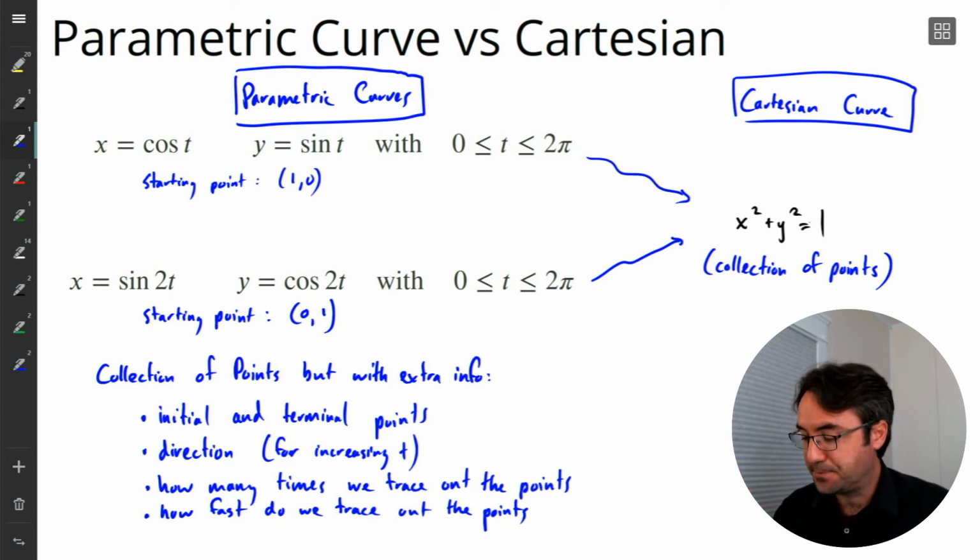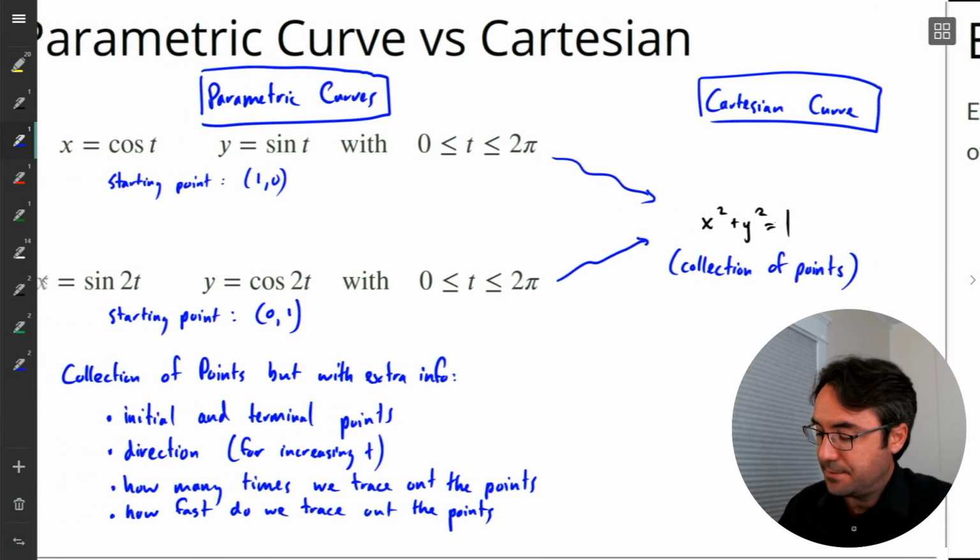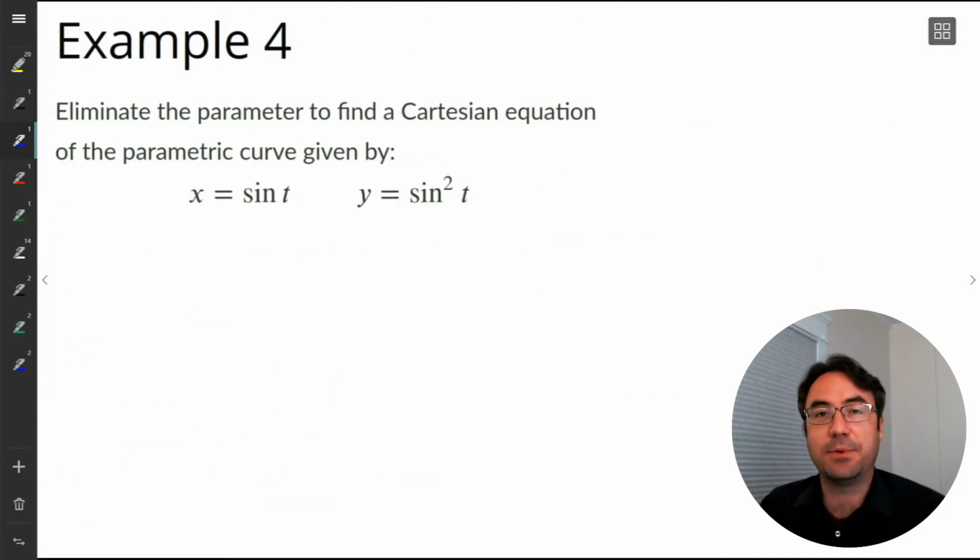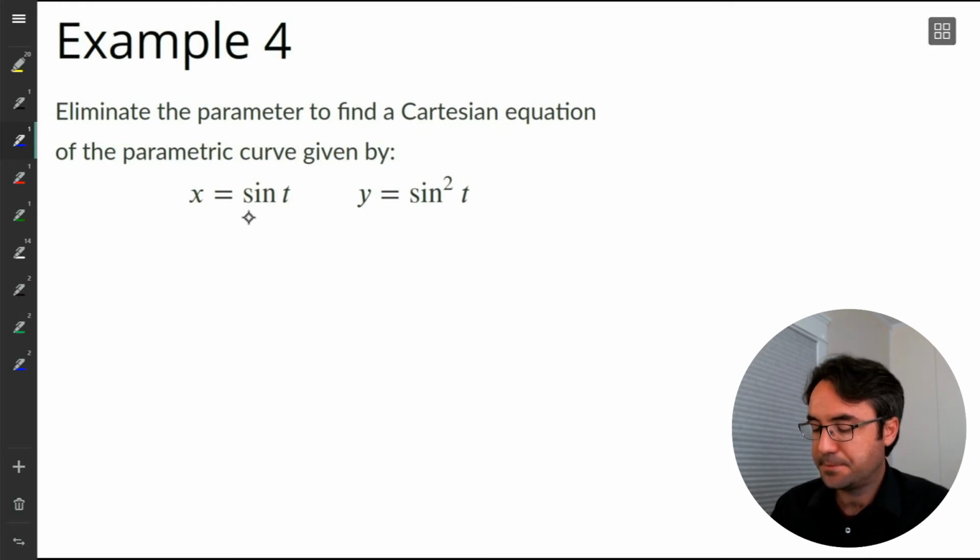All right. Let's try another example. Given parametric equations here, how can we eliminate the parameter? So how can we eliminate t to find the Cartesian equation that describes the underlying structure? We see x is sine t here and y is equal to sine squared t.